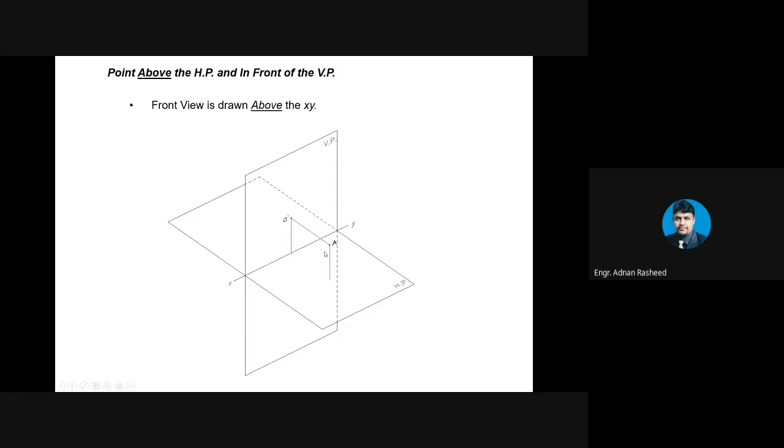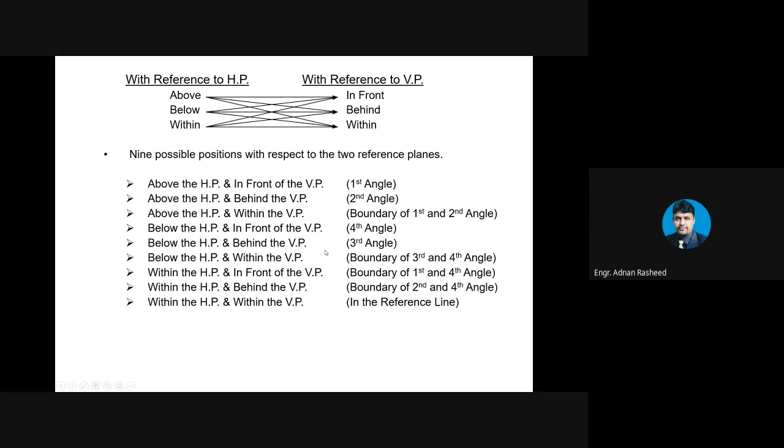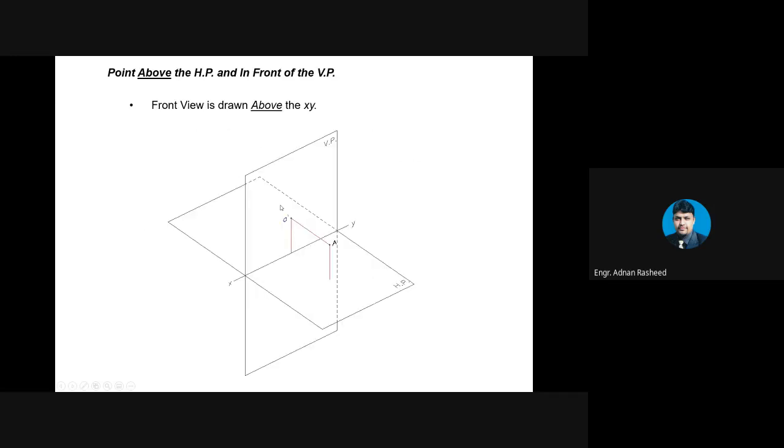Similarly, a point may be above the horizontal plane and behind the vertical plane. So this will be the second quadrant. The example is this point. If the point is over here, the point is above the horizontal plane and behind the vertical plane. So this is the example, and it lies in the second quadrant. So that is known as second angle.